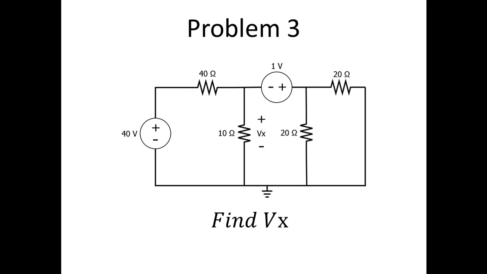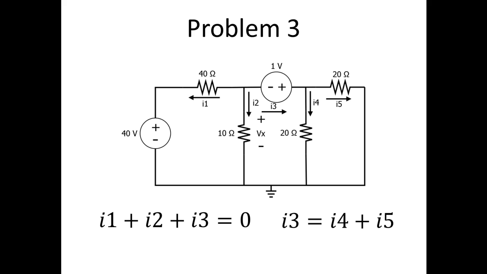Here's a problem where two of your nodes are connected by another voltage source. This makes writing your current equations slightly more difficult, but it's still the same process. You assign a current to every branch, and on the left side of the 1 volt source we have a node that says that I1 plus I2 plus I3, all of the currents out, equal the current in, which is 0.